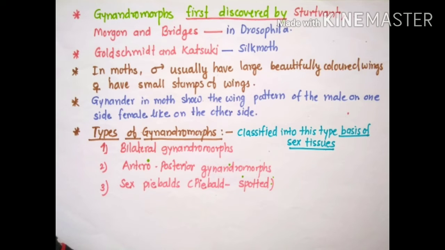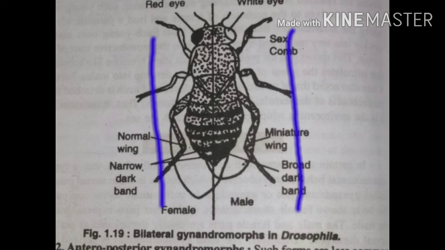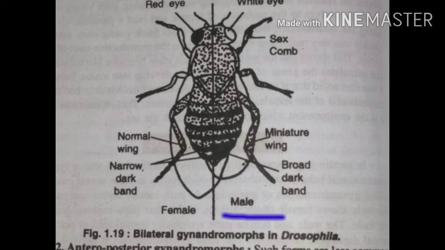After that, we study the first point, bilateral Gynandromorph. In this type, remember, students, bilateral, you know, refers to the lateral side of the animal. In this type, one half part of the body, either right or left, shows characteristics of the male and the other half the female characters. Some Gynandromorphs in Drosophila are bilateral intersex with male color pattern, body shape and sex comb. These are the three characteristics.